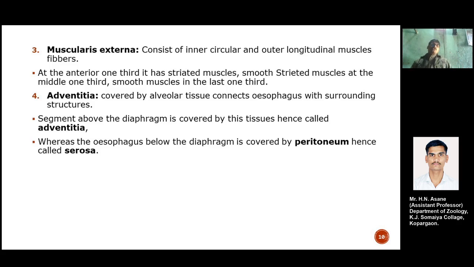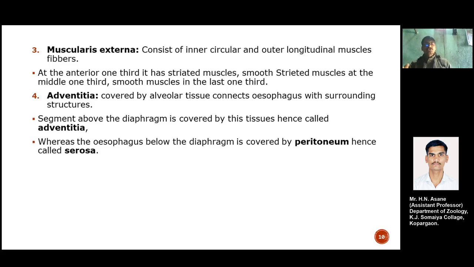The serosa is covered by areolar tissues, and those areolar tissues are the cells or tissues that connect the esophagus with the surrounding structures.